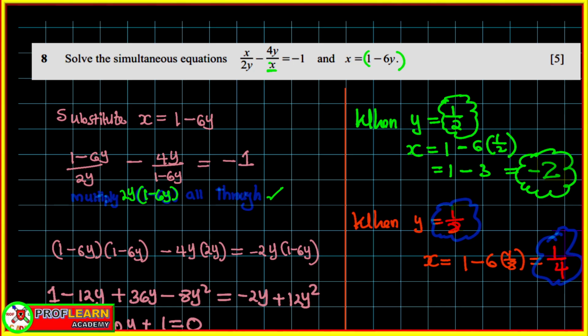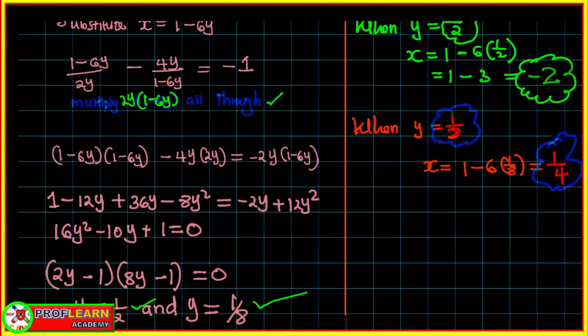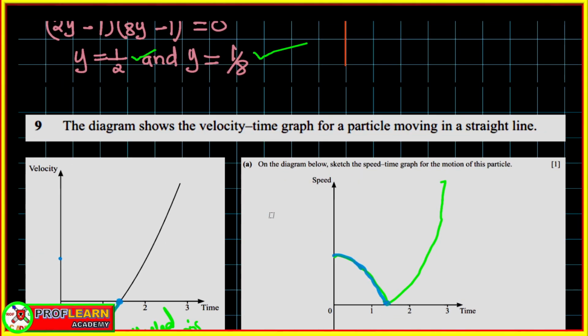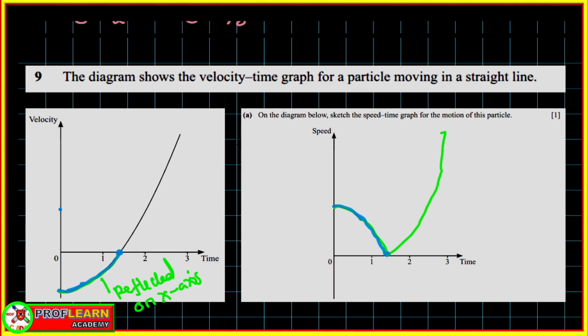So you need to be very conversant on how you solve simultaneous equations, and you may be given questions which look like this. Now the diagram shows a velocity time graph, and this is actually kinematics. Under kinematics, you are given a velocity time graph here, and then you are told to sketch a speed time graph. Remember, in velocity time graphs you can have negative velocity, but speed will never be negative. So this part is going to be reflected on the x-axis.